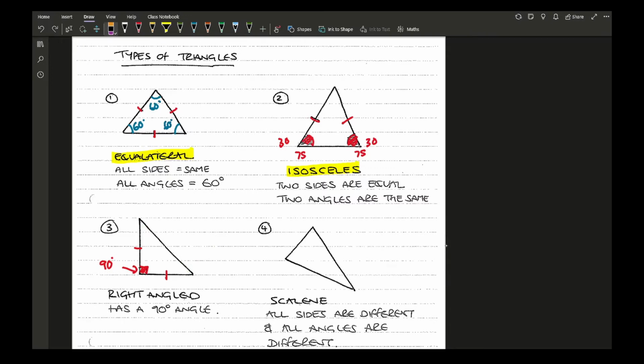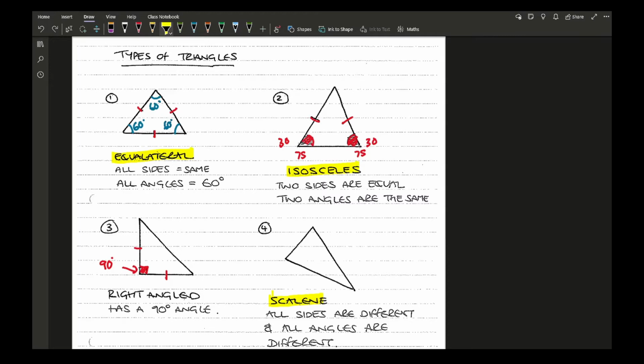And the final type of triangle you could get, I should say, is what we call a scalene triangle. Now in a scalene triangle, all the sides are different and all the interior angles are therefore going to be different as well. So if there are no markings at all on the triangle, either on the lines or inside the triangle where the angles usually are, then it's fair to assume that the triangle is a scalene triangle.